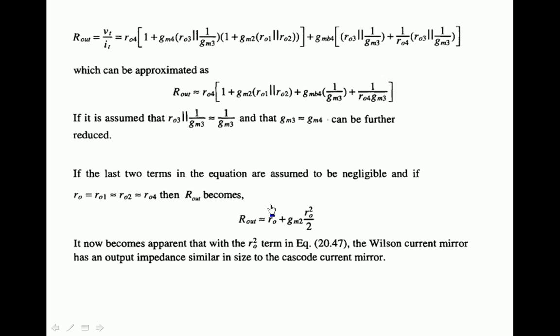If you neglect this R0, the output impedance is equal to GM R0 square by 2. If you consider the cascode current mirror, it has output impedance GM R0 square, whereas Rout of the Wilson current mirror is GM R0 square by 2. That factor of 2 has little effect, so we can say they are about equal. So it is similar in size to the cascode current mirror. This is how to calculate the output impedance of the Wilson current mirror.